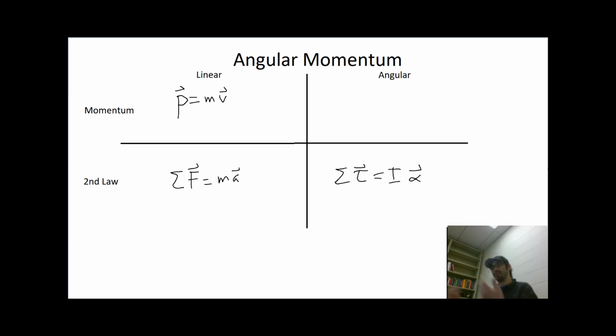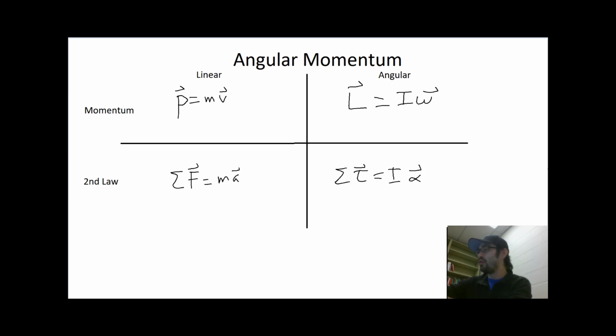Okay, so we're already seeing some patterns emerging here. So we could kind of guess at what our angular momentum equation is going to be. The angular momentum equation is going to be L is equal to I times omega. Now here's the really interesting part. Now that we have this grid, we can talk about the way that each one of these equations is related to each other. So let's first start on the left.